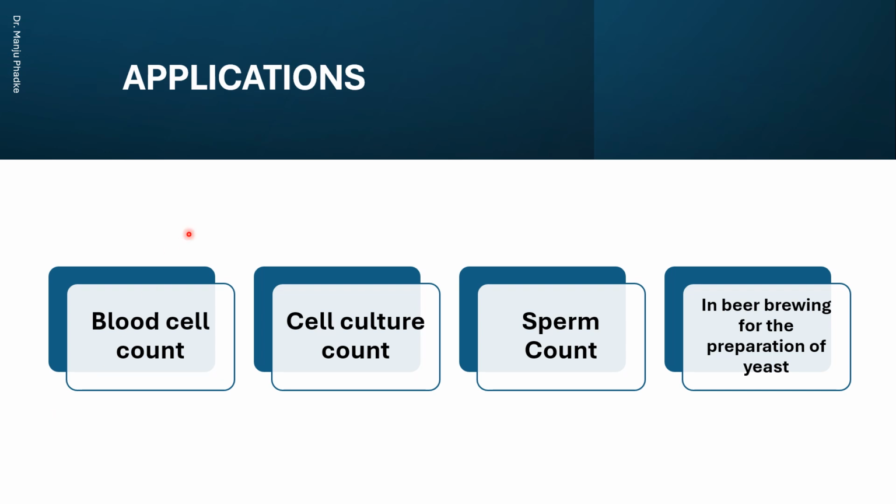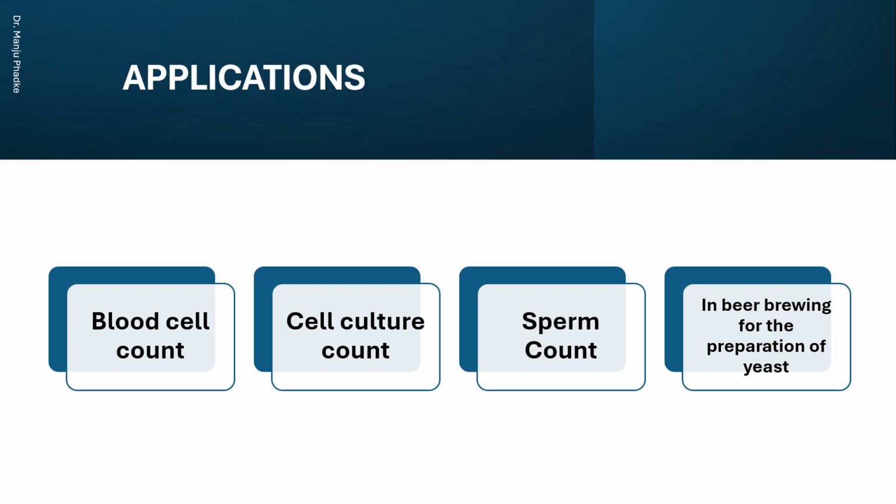Let us look at the applications of the hemocytometer. Obviously, because there are WBC and RBC squares, it is used to count the WBC and RBC from the blood. It is used to count the cells in cell culture. It is used to count the number of sperms in a given semen sample. And in the brewing industry, it is used for the preparation of yeast at the time of preparing the inoculum of the yeast that has to be added to the fermentation in the beer brewing industry.